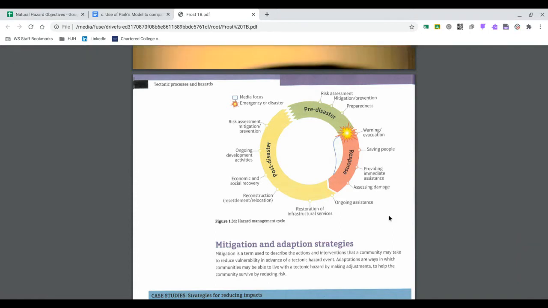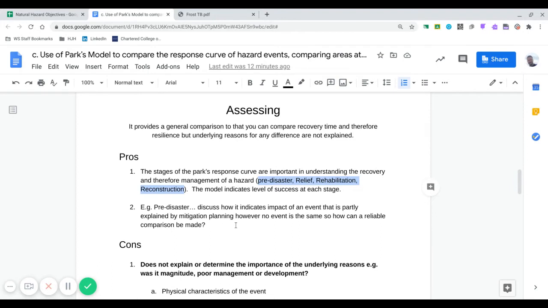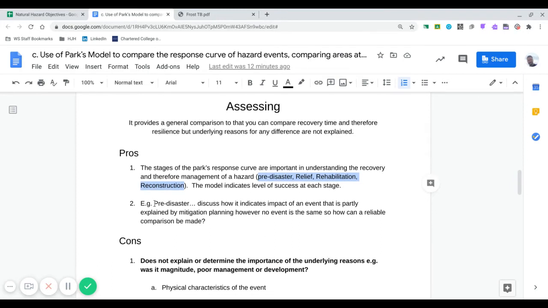So for example, the pre-disaster part gives you an indication of mitigation. So simply, we might see a country with a lower level of development struggling to be as prepared as a more wealthy country, possibly. So if that was the case, the steep line of disruption wouldn't go down as far. And you could look at each stage like that.